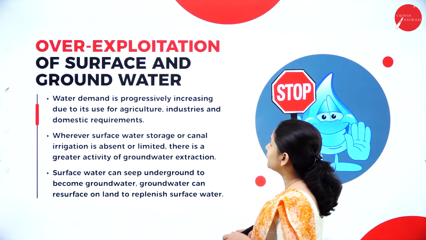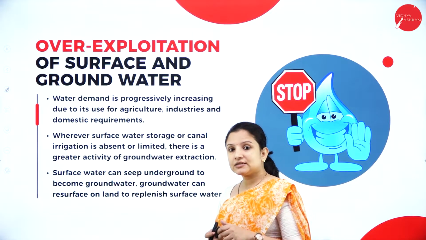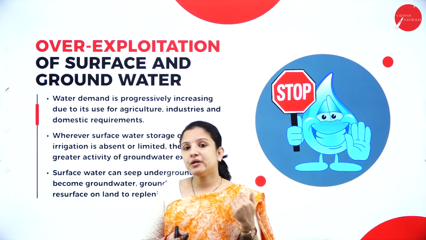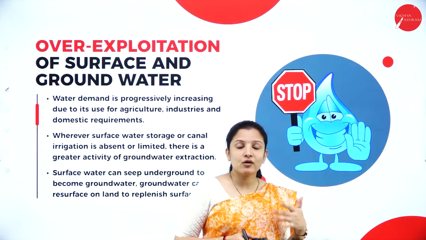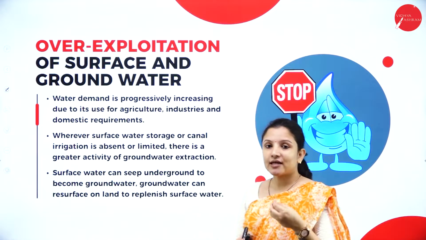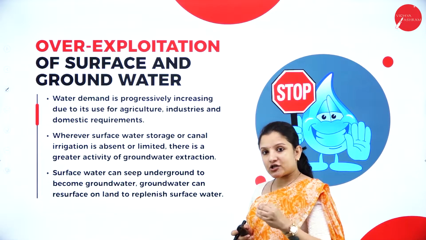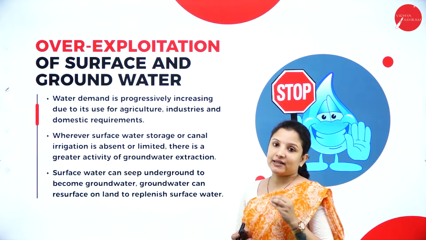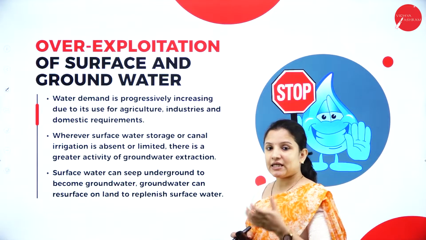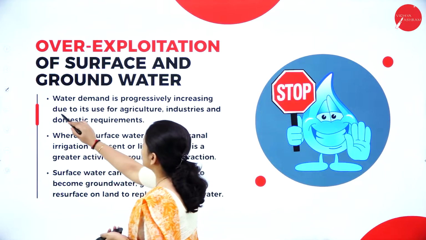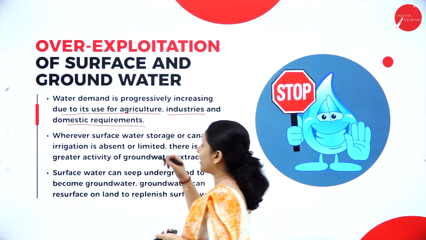Next, let's study about the over-exploitation of surface and groundwater. So, it is the over-exploitation. What do you mean by over-exploitation? The overuse, unnecessary use, more than that is needed. That is actually causing a depletion or a reduction in the fresh water both at the ground as well as the surface level. So, water demand progressively increases due to its use for agriculture, industries and domestic requirements.